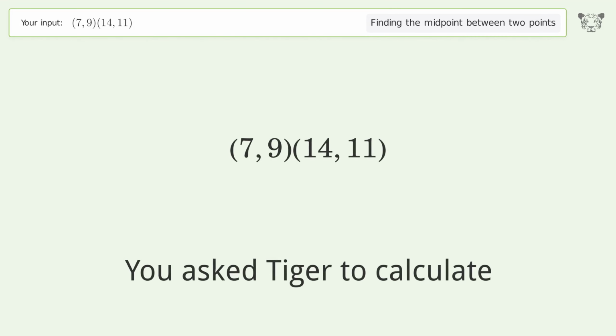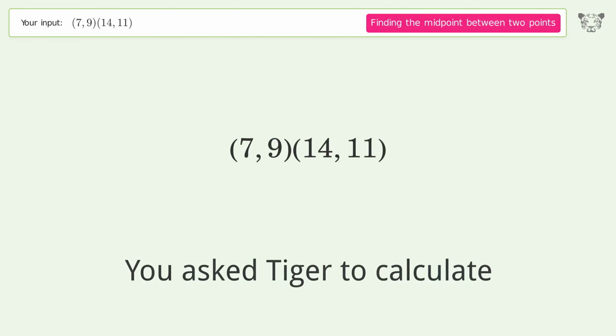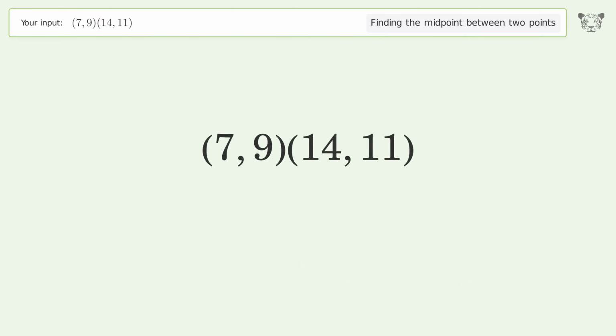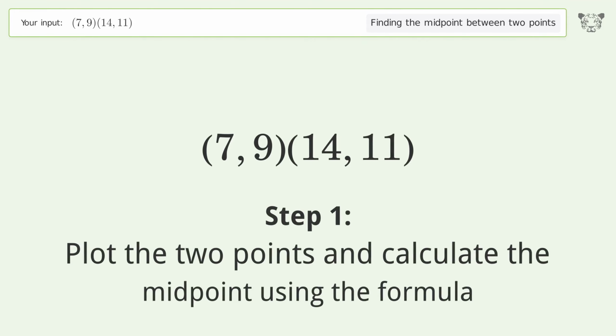You ask Tiger to calculate. This deals with finding the midpoint between 2 points. The midpoint between the 2 points is 10.5, 10. Let's solve it step by step. Plot the 2 points and calculate the midpoint using the formula.